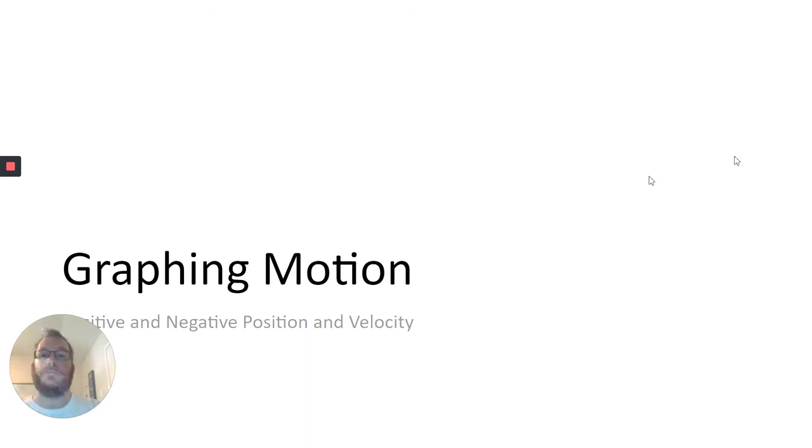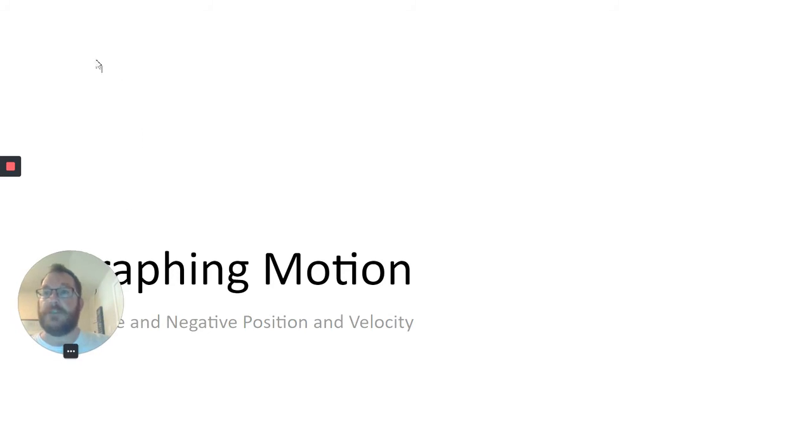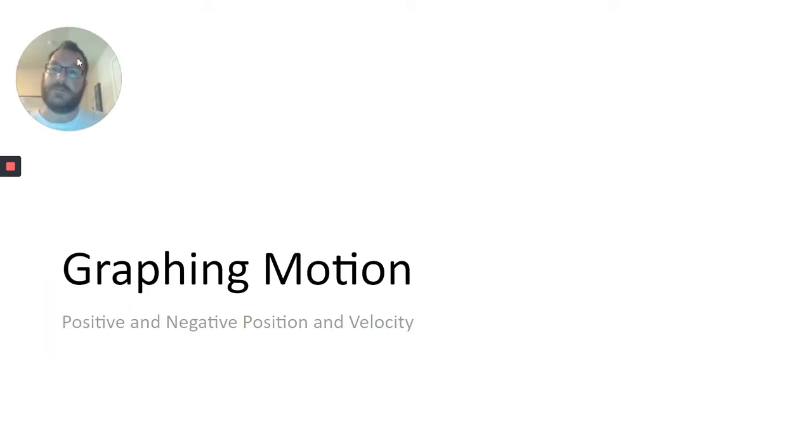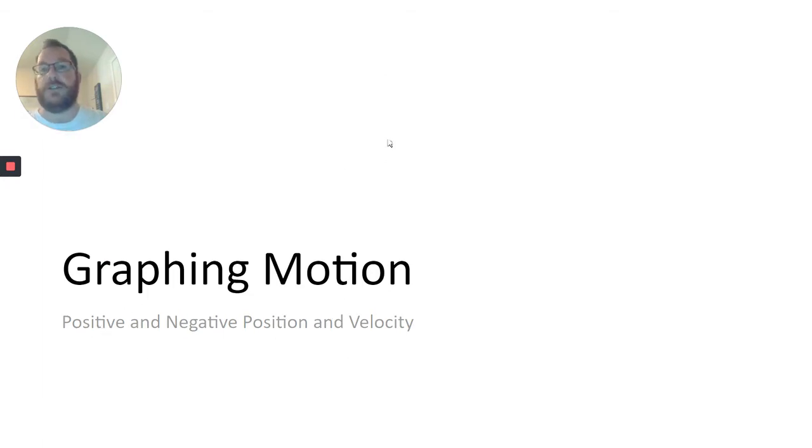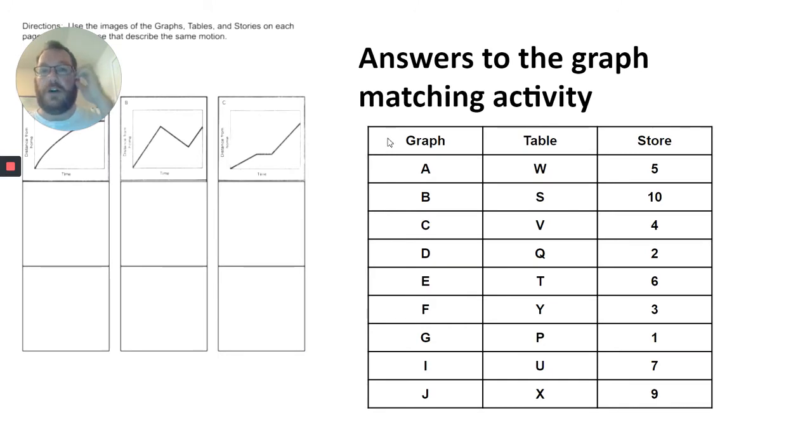Okay, so now we're going to get into the actual content for today. We're going to take a look at position and velocity, specifically what positive and negative position and velocity look like. So here are the answers to last week's intro questions on graphing.